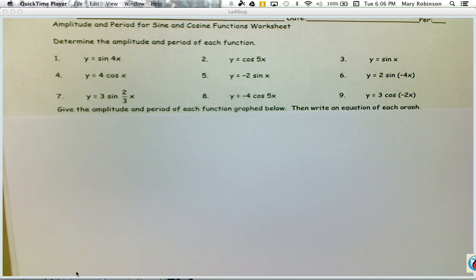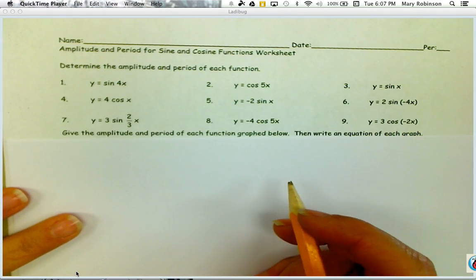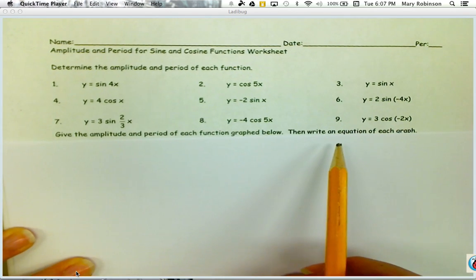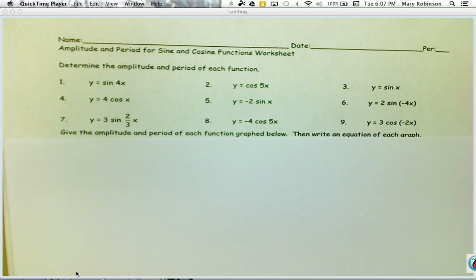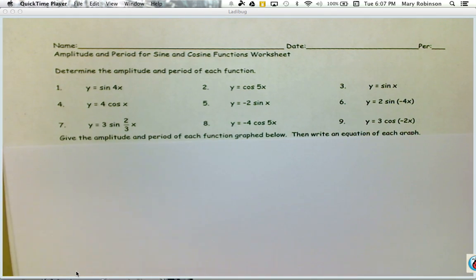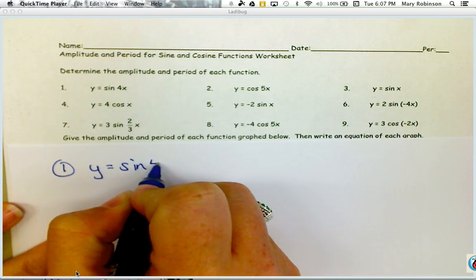This video is to help you get started with tonight's homework on amplitude and period for sine and cosine functions. For problems 1 through 9, you are given sine functions and cosine functions, and the directions say to determine the amplitude and the period of each function. So I'll do a couple of them. For number 1, we've got y equals sine of 4x.